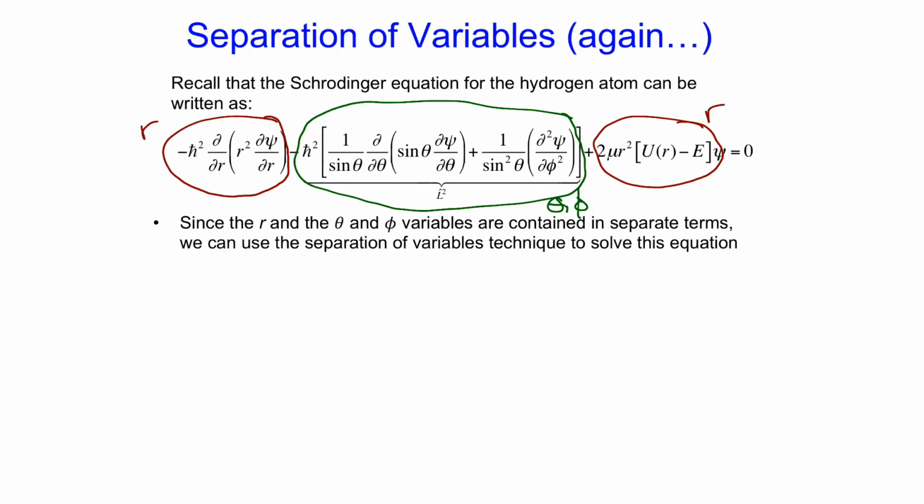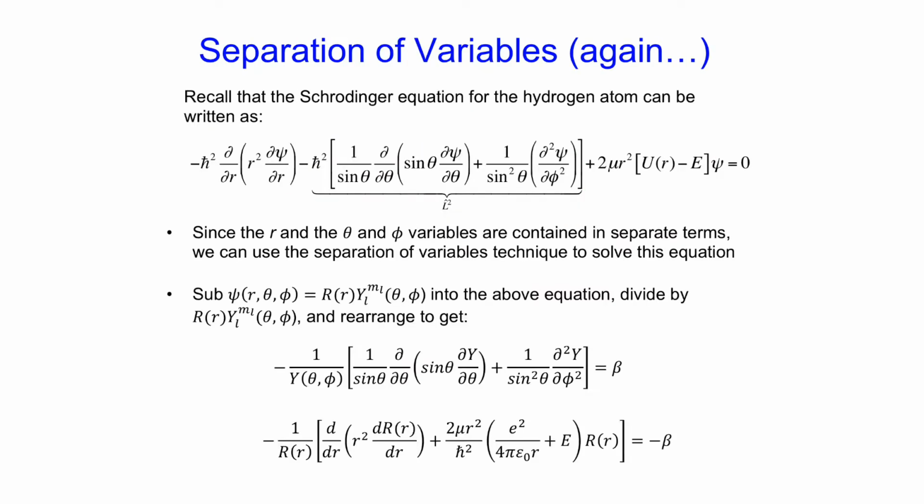Since the r and theta and phi variables are separated into their own terms, that lends us to being able to use the separation of variables technique that we've used before. So if you think back to our wave equation or particle in a box solutions to the Schrodinger equation, those employed this same separation of variables technique. So it's the same thing that we've used before, except now we're separating r from the angular parts, from the theta and phi parts of our equation.